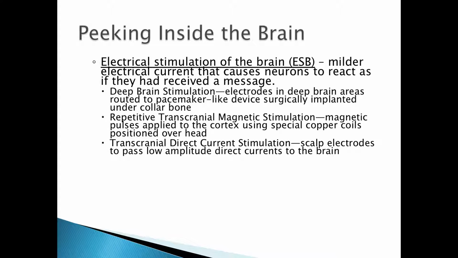Okay, so some of the other approaches that we could look at. The electrical stimulation of the brain. What they'll do is they'll pass a very mild electrical current through. And what that current will do is cause neurons to react, as if they had received some type of message from another neuron, right? And cause them to fire. So why do this? Why do this? What are we going to do here? The same sorts of things. Why do this?